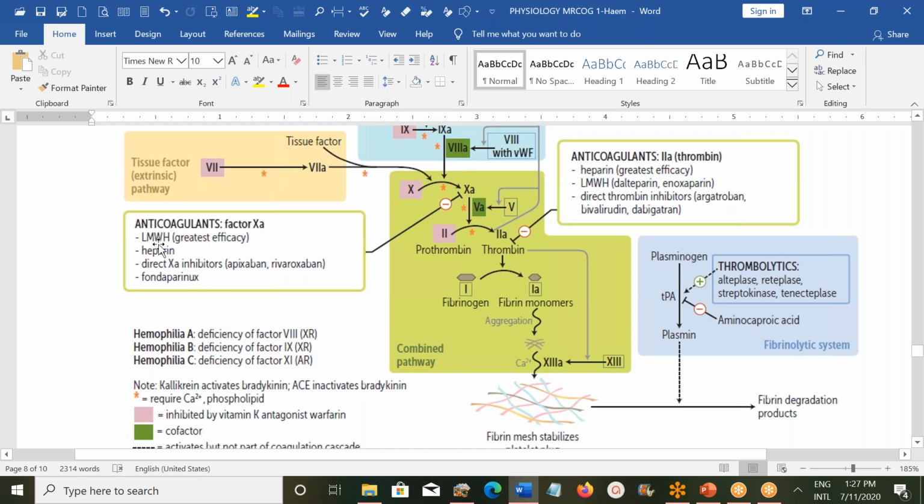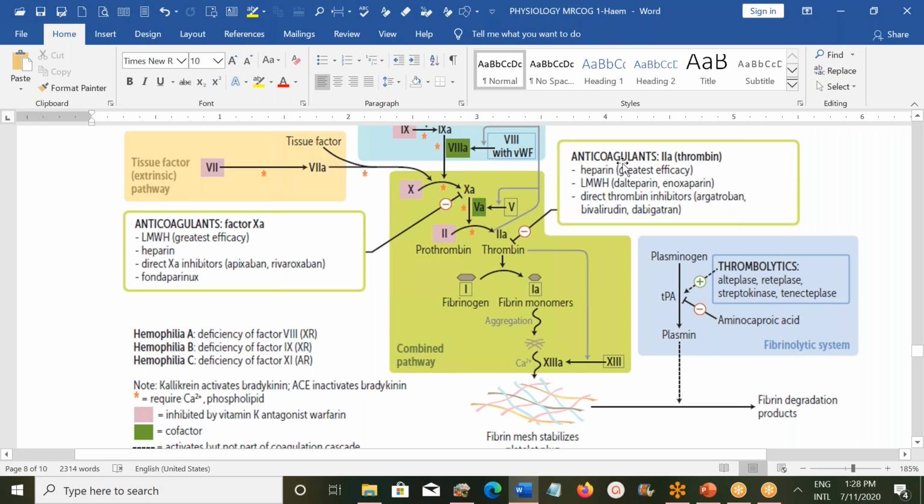What are these drugs? Low molecular weight heparin, and then there are direct factor X, factor 10 inhibitors like apixaban, rivaroxaban, and fondaparinux. These are the direct inhibitors, and fondaparinux is another type of blood thinner. So if the patient has a tendency to form blood clots, like we have read about VTE, then we need to give them anticoagulants. They are basically targeting activated factor 10.